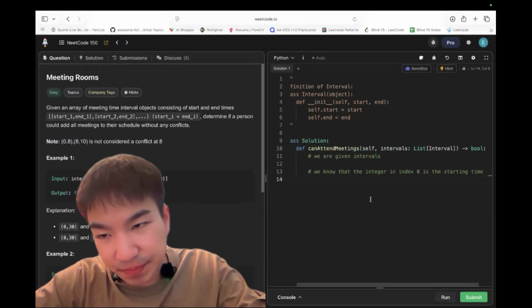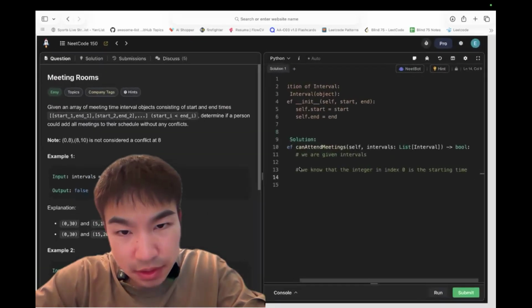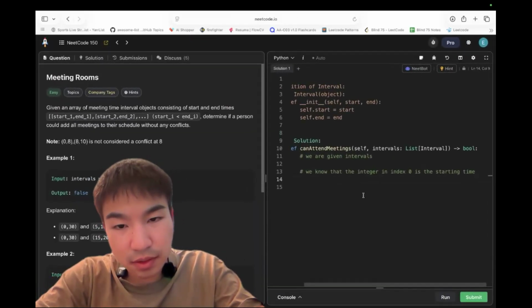Let's just sort. Lambda expression. I think we could use a lambda expression.